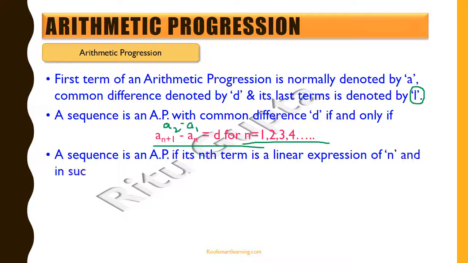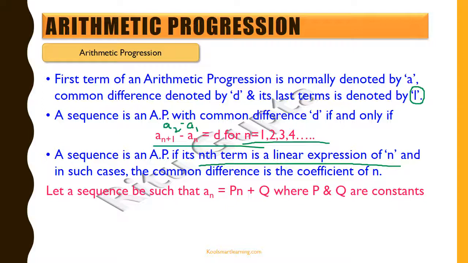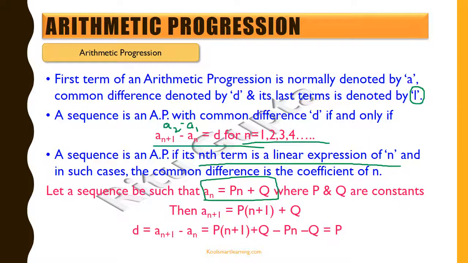A sequence is an AP if its nth term is a linear expression of n, and in such cases the common difference is the coefficient of n. Now let's see why we say that. Let's say the sequence is such that an can be written as pn plus q, where p and q are constants. So an plus 1 will become p into n plus 1 plus q, and an plus 1 minus an, which is the common difference d, is equal to p into n plus 1 plus q minus pn minus q. So pn cancels out pn, q cancels q, and we get p. So the common difference is the coefficient of n if the nth term is a linear expression of n.